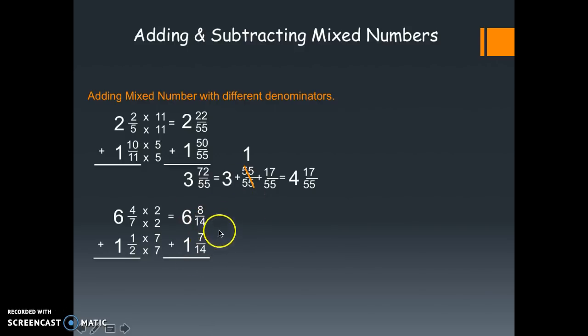So now I have a common denominator. 8 plus 7 is 15 fourteenths. 6 plus 1 is 7. Once again, more than 1. So 14 fourteenths, I'm going to have 1 14th left over. The 14 fourteenths converts to 1. 7 plus 1 is 8. Plus 1 14th is 8 and 1 14th.